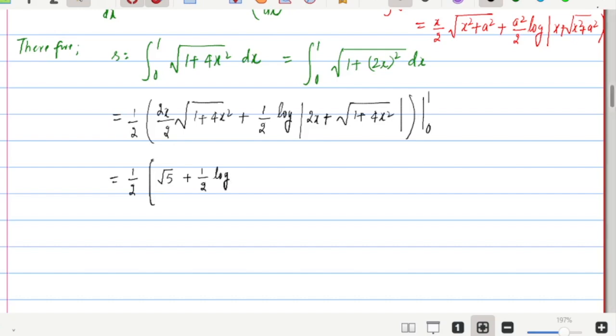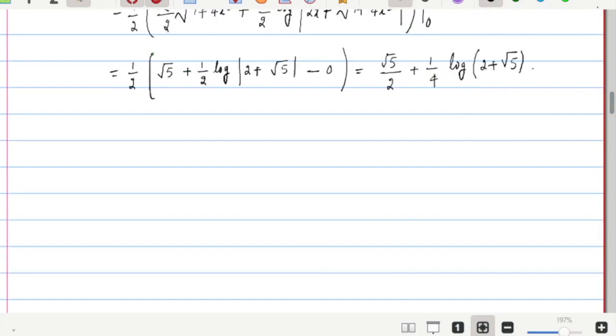Then log of, अब यहाँ पे x की जगह पे फिर से 1 लिखना है, so we get 2 plus square root of 5. Then minus, when we substitute 0 in the first expression we get 0, and similarly when we put 0 in the second expression we get 0, so this is minus 0. So therefore our final answer is square root of 5 divided by 2 plus 1 divided by 4 log of 2 plus square root of 5. So this is the arc length of our curve between the points 0 to 1.